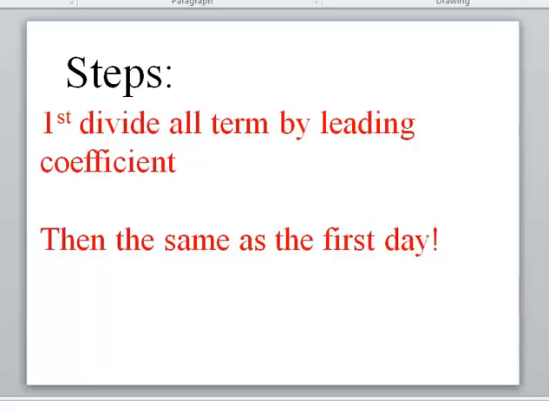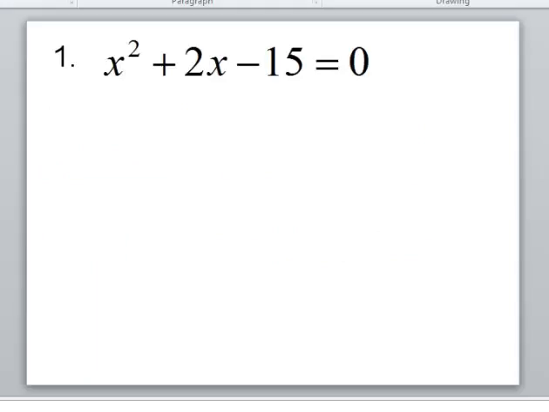As a review, I'm going to start out with one like the other day. This one has just a 1 in front of the x squared. So when that happens, we just separate our x's and our constant. We'll add 15 to both sides, and I can put my boxes on both sides.